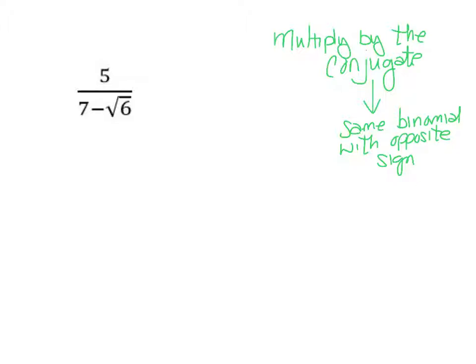Let's try it. Let's look at what happens here. I'm going to take this times the conjugate, so it's a 7, but instead of a minus sign, I'll put a plus square root of 6. And again, whatever I do in the denominator, I'm doing it also in my numerator. In my numerator, I'm going to have a 5 that I'm going to have to distribute through those parentheses. Let's see what we would end up with there. That would be a 5 times 7, so that's 35, and a 5 times root 6, 5 root 6.